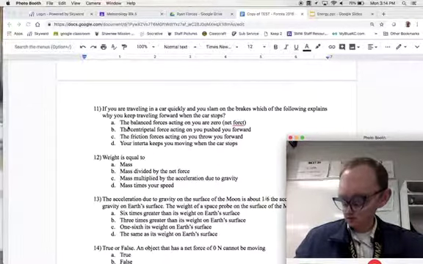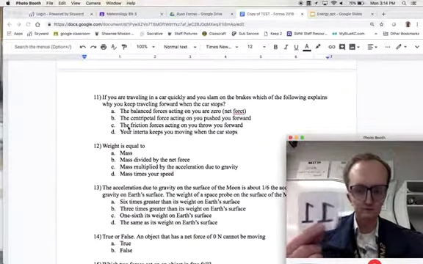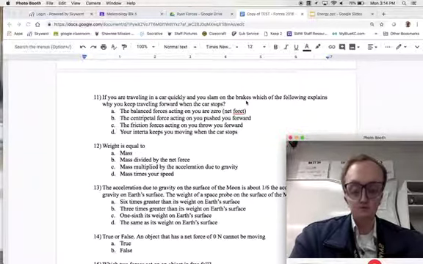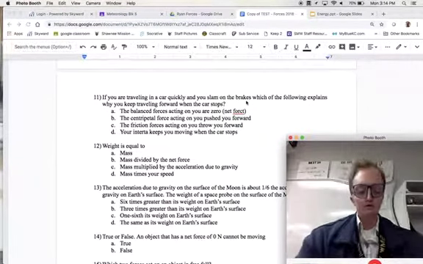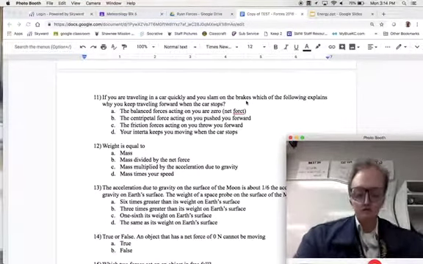Question 11. This one's fairly symmetrical as well. If you're traveling in a car quickly and you slam on the brakes, we've all done this before, right? Which of the following explains why you keep traveling forward? Oh man, look at that. Whoa. You keep traveling forward.